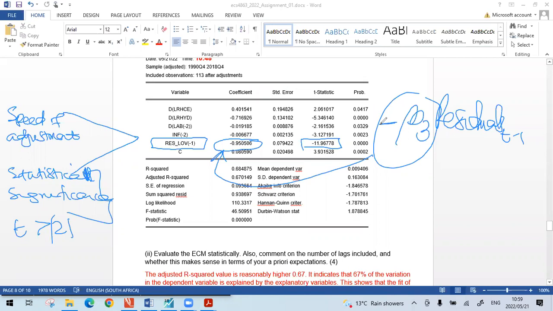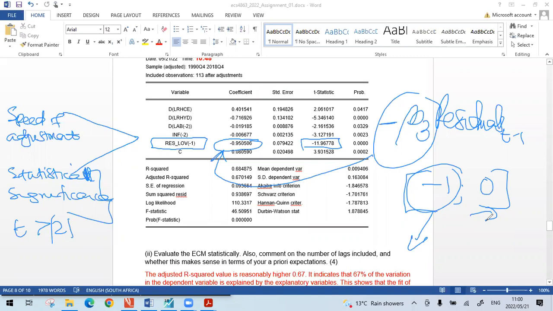Is it between -1 and 0? Yes, it is. And we said if it's close to -1, it means the speed of adjustment is quicker. If there's a shock, you quickly go back to equilibrium. If it's close to 0, it means it's slow in adjusting. If it's equal to 0, it means there's no adjustment. So if you look at our model, so far so good, I'm happy. Because if there's a shock, I know I'll go back to my equilibrium quickly, because it's negative 0.95.